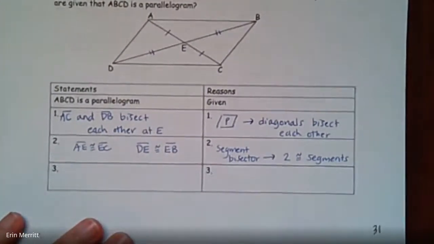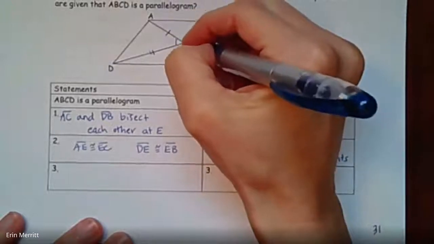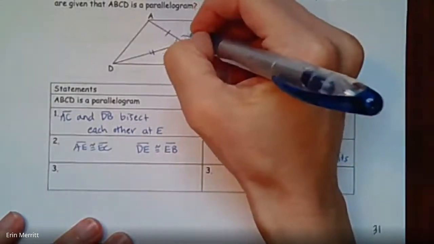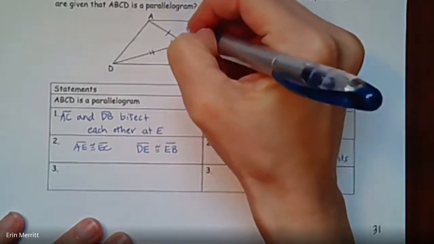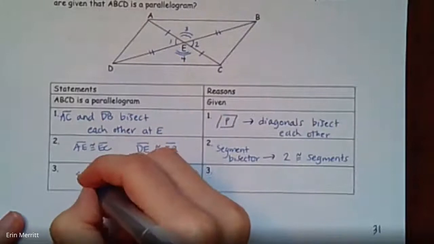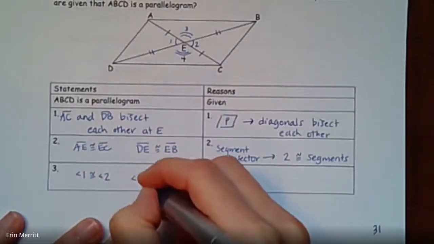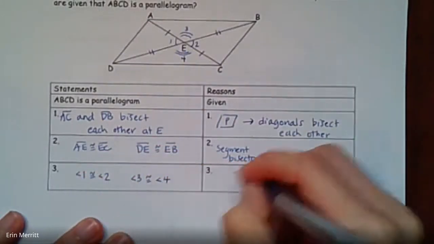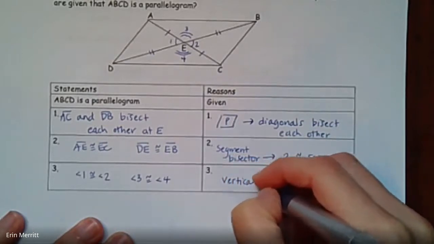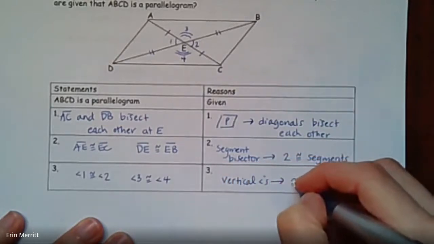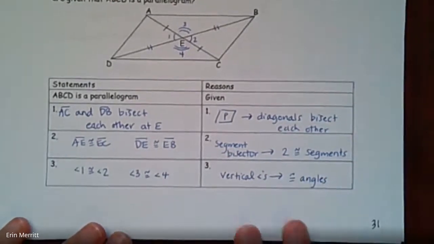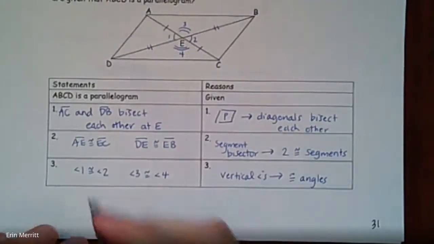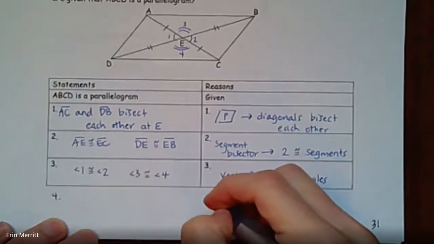The diagonals are also going to form vertical angles. So anytime you have vertical angles in the picture, you could take advantage of those. So to make life easy, I'm just going to call these 1, 2, 3, and 4. So I could say angle 1 is congruent to angle 2, and angle 3 would be congruent to angle 4. And that's because vertical angles implies congruent angles. And that's not really anything special about the diagonals, just that if you see them in there, you might be able to use that.